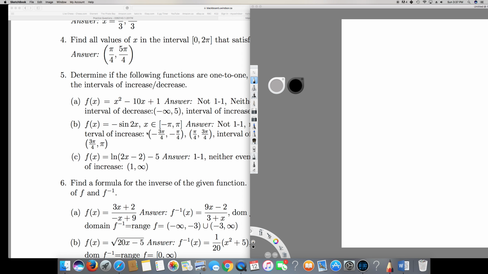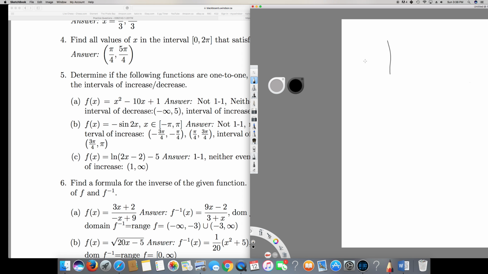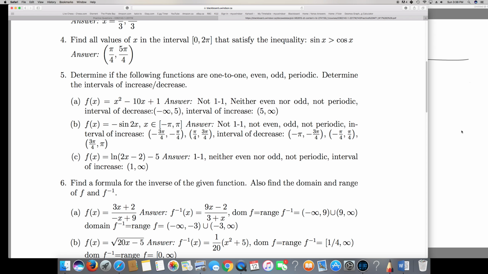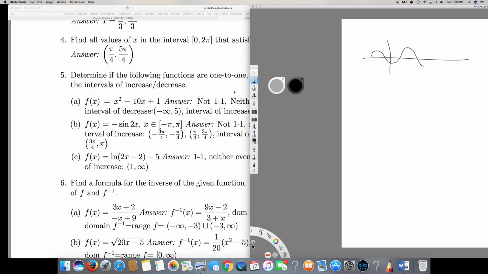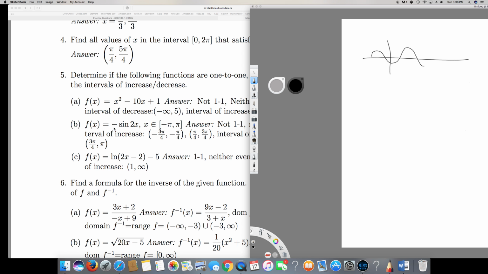So next question we're asking, f of x is equal to minus sine 2x, and they have limited it to negative 5 to 5. If you see that sine graph, it's going to be something like this, right? So if you draw a horizontal line, it's going to touch more than one point, so therefore it's not a one-to-one function.